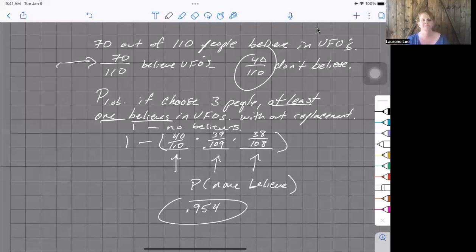Okay. So that's how you do the "at least" problems. It's always going to be 1 minus none. That's your formula. So if I'm at least one doing something, the way you're going to calculate it is 1 minus none of the people doing that thing, whatever we're measuring.